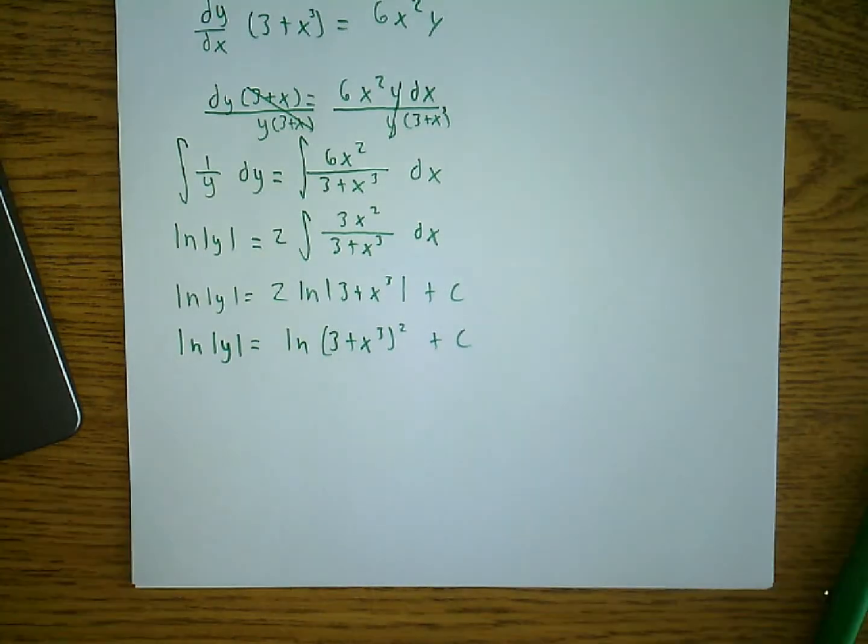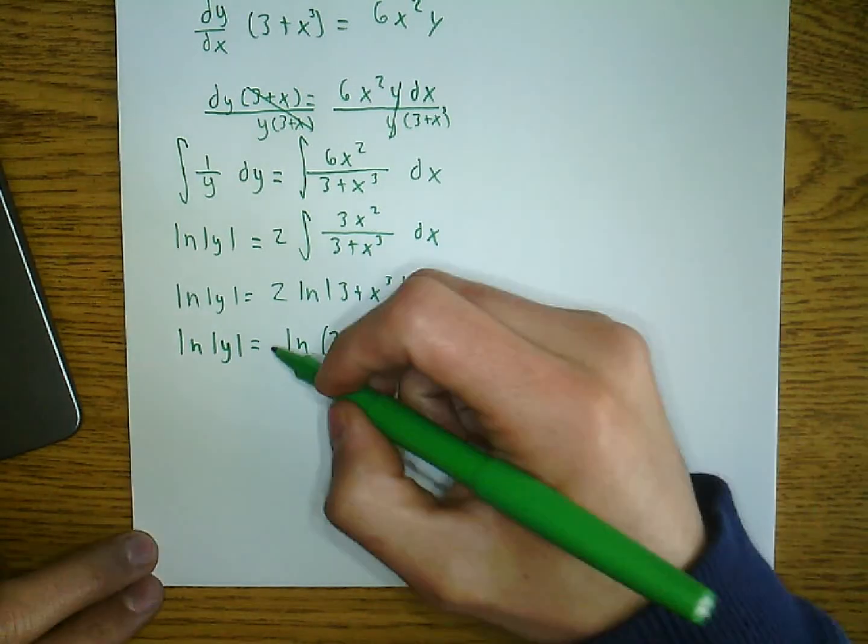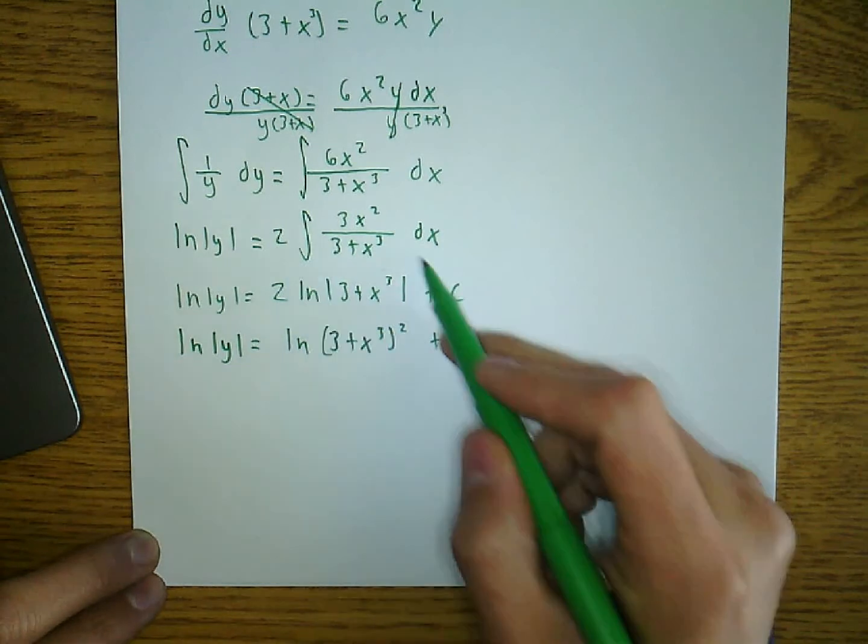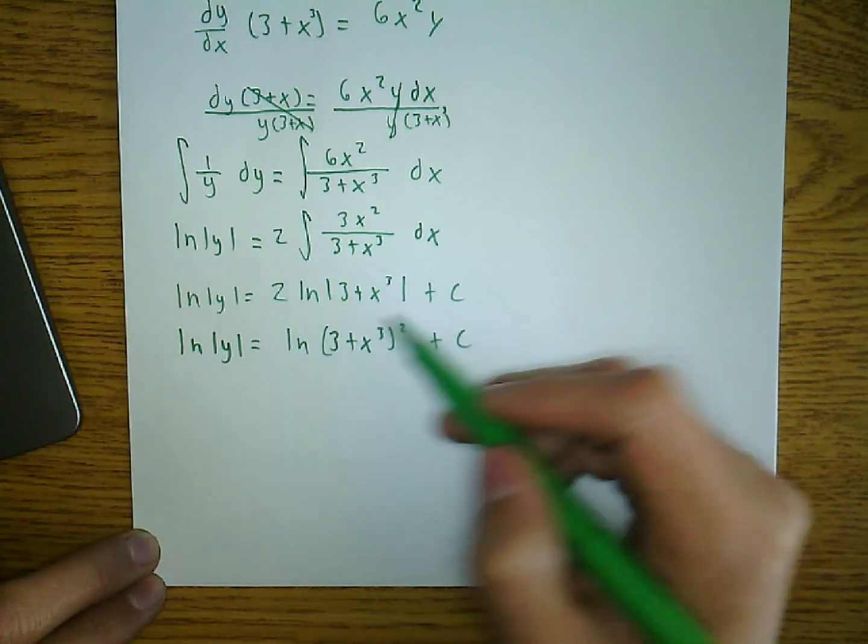Any questions as to why I did that, or why I'm able to do that? Perfect. By the power property of logarithms, I made it a power. I also got rid of the absolute value because anything squared is going to be positive, so the absolute value is not necessary. Okay? So now, how do I solve for y?